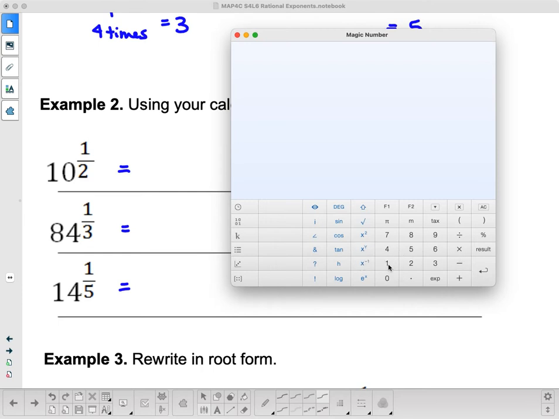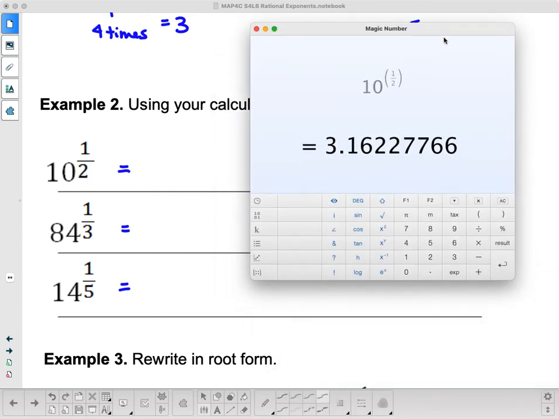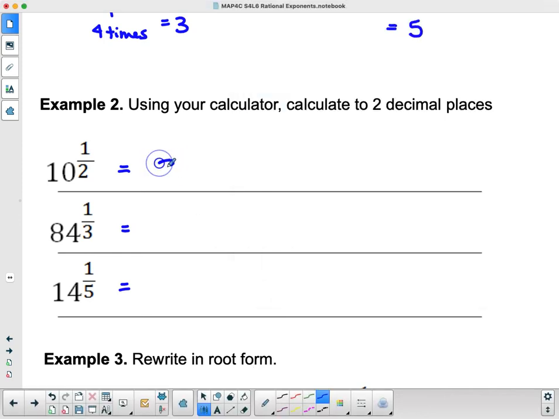On my calculator, I'm going to type in 10 to the exponent, and then I'm going to use the brackets and do 1 divided by 2. Mine even looks like a fraction when I'm done doing it. Yours probably won't on your calculator. And I'm going to press equals. It asked for 2 decimal places, so 3.16. 3.16. Let's do the next one.